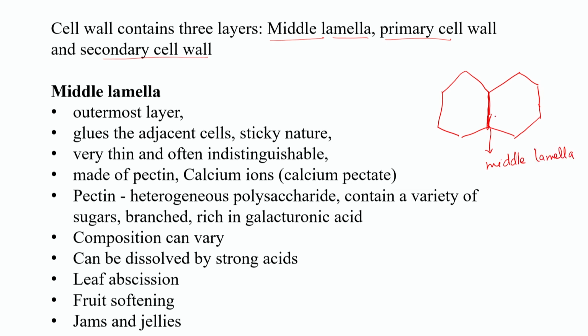So, we can say that it is a common layer which is present between 2 cells. So, it acts as a substance which attaches or glues together the adjacent cells present in a plant. Basically, it is the outermost layer and it is sticky in nature. It is very thin and it is not very easy to identify the middle lamella when we observe it under microscope.